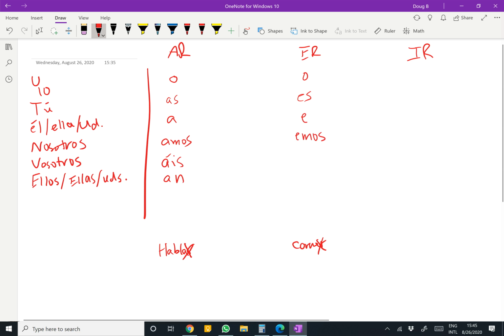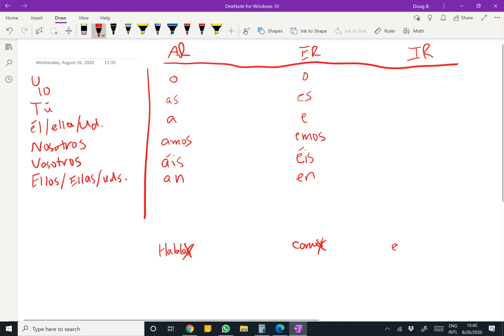comemos, comáis, and that may be spelled wrong. I don't know my vosotros forms apparently. I think that's right. Don't quote me on that though. Ellos, ellas, ustedes comen. The thing about vosotros is that it's really used in Spain, and if you're not in Spain, you don't use it, and my Spanish is Mexican, so I don't use Spain Spanish a whole lot.